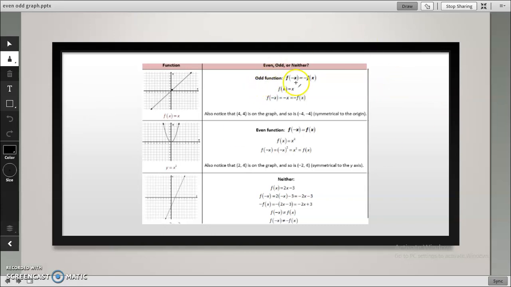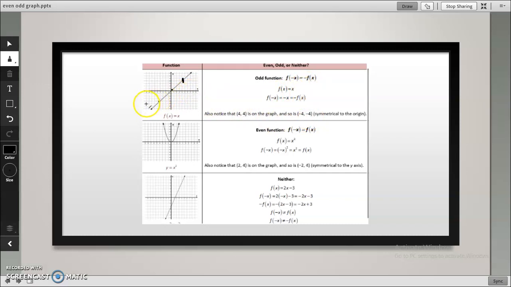If it's an odd function, we know that if I plug in the negative of my x, I should get the opposite of my f of x. So for example, say 4, 4 is one of my points. If I plug in the negative value of my x, which is negative 4, which is down here, I should get the negative value of my f of x, or my y value, which is negative 4. And so you see that happens here.